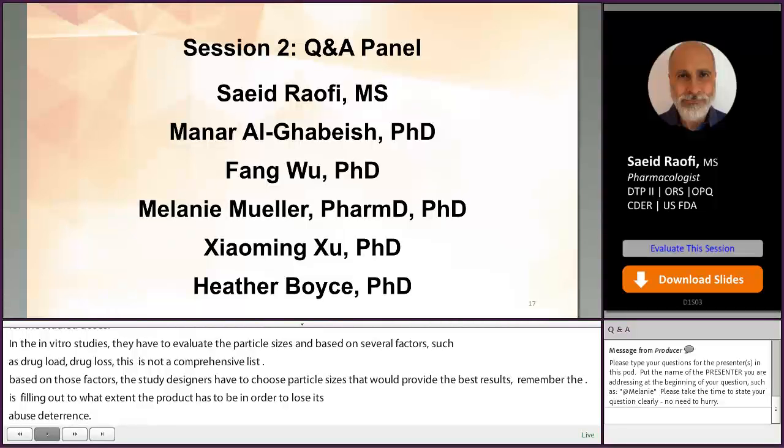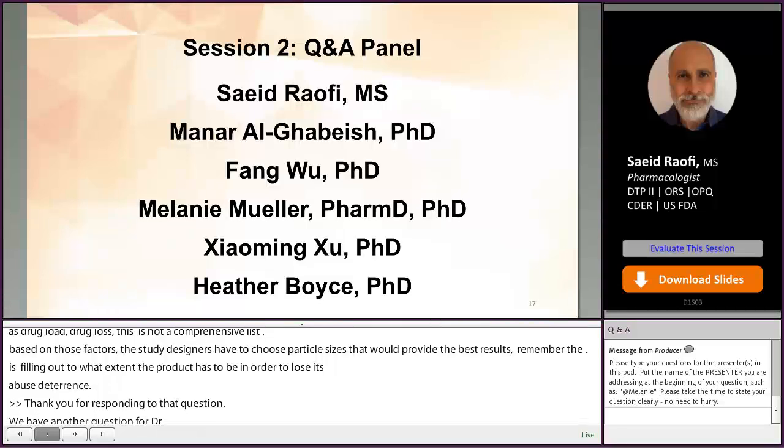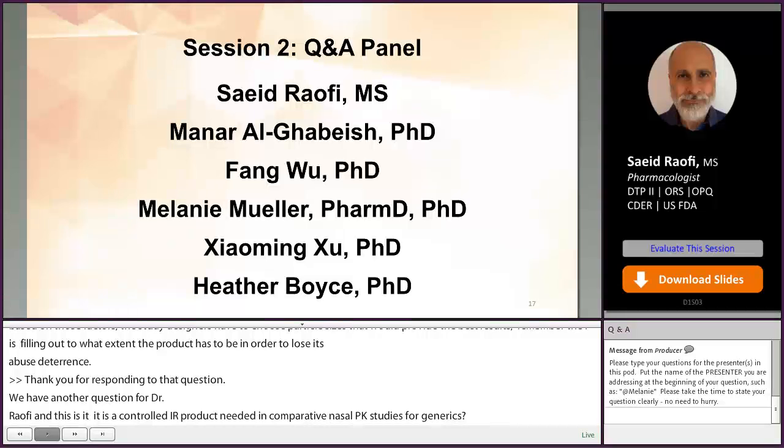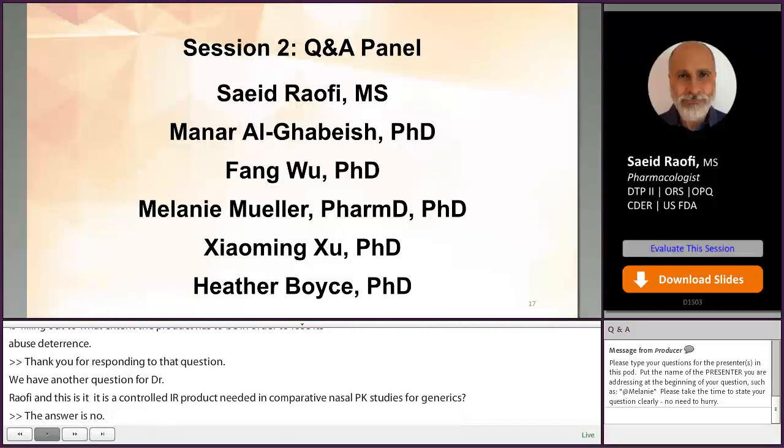Is a control IR product needed in comparative nasal PK studies for generics? The answer is no. In a sense, the RLD is your control in this situation and your comparator. Although controls are needed for ingestion and injection for nasal PK studies, an IR control is not needed.